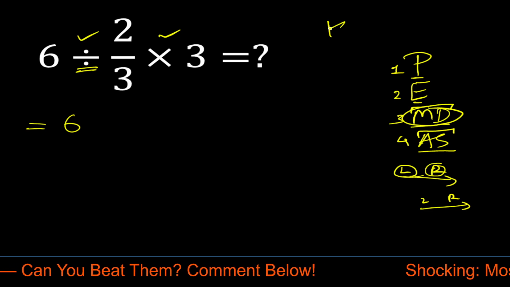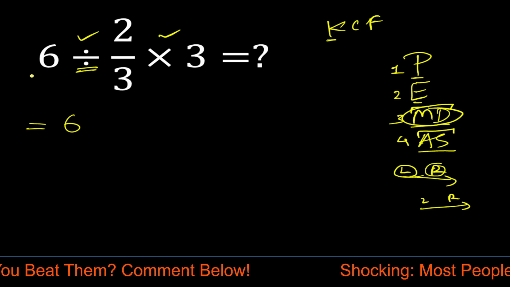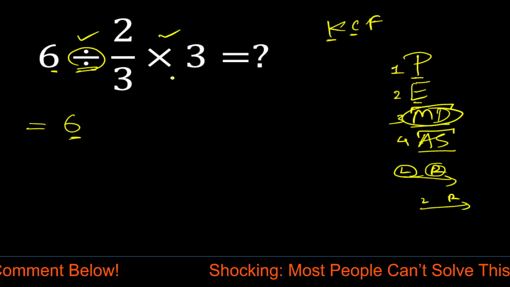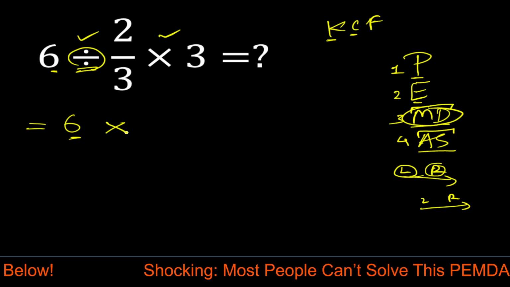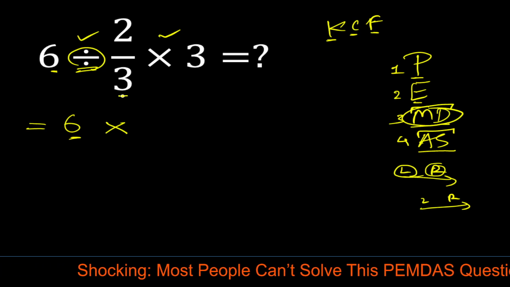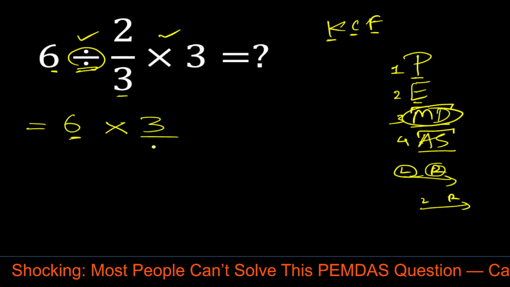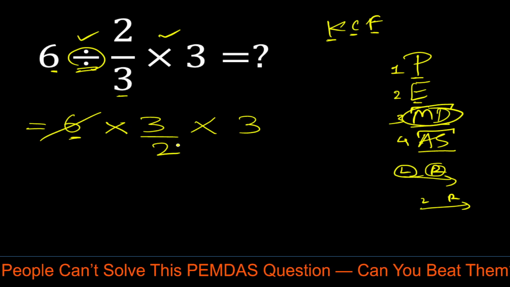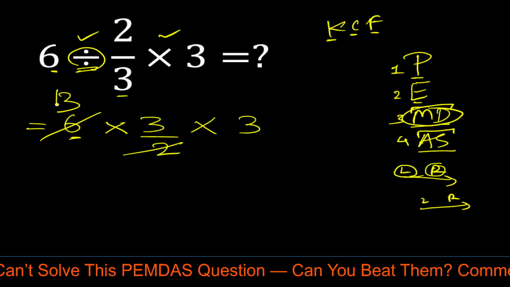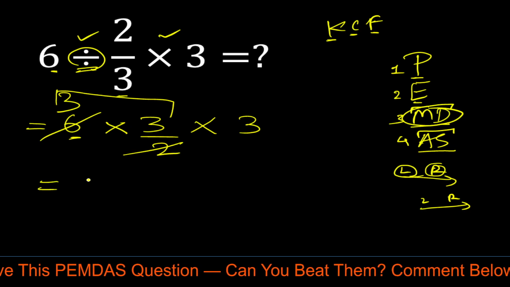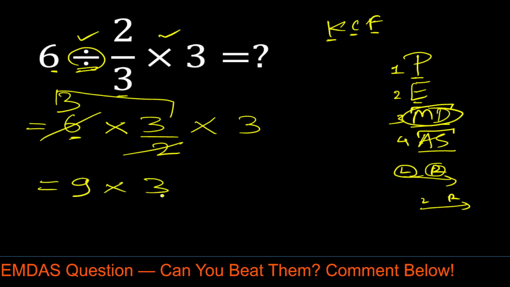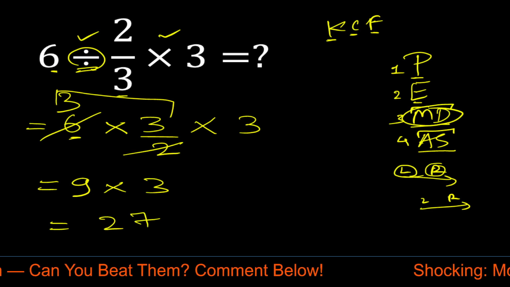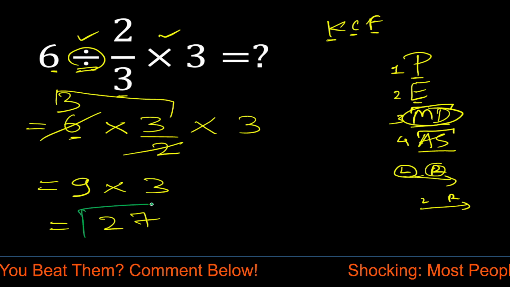Now according to KCF rule, K means keep this first 6 as it is same. Then C means change this sign from division to multiplication. Then F means flip this fraction 2 upon 3 is equal to 3 upon 2 times 3, right? Now cancel this 6 by 2. So 3. Now 3 times 3 is equal to 9 times 3. So 9 times 3 is equal to 27. So the correct answer is 27, right?